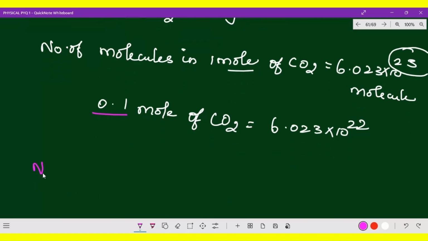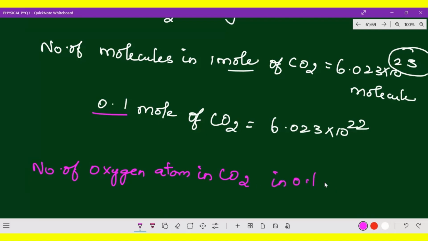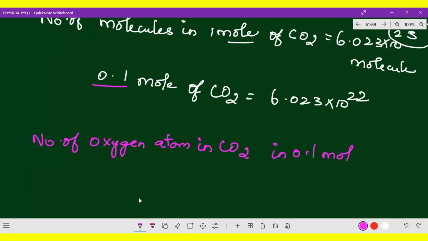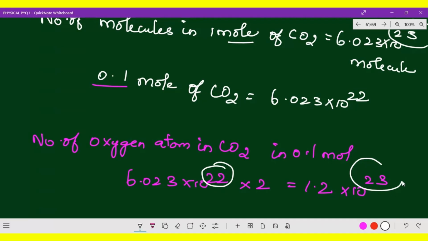Number of oxygen atoms in carbon dioxide in 0.1 mole: 6.023 into 10 to the power of 22 into 2 atoms. Altogether, 6 twos are 12, so 1.2 into 10 to the power of 23. We just bring the point over here. Now, what is the option they have given? 1.2 into 10 to the power of 23. What question are they asking?